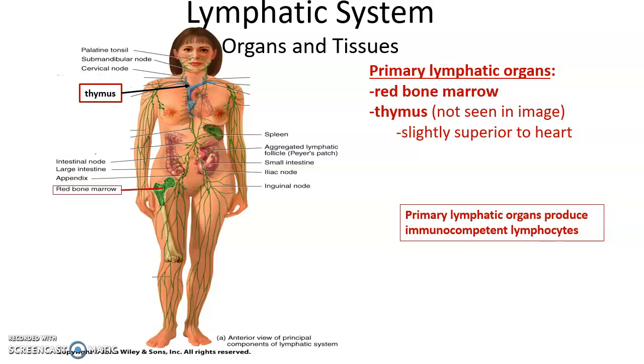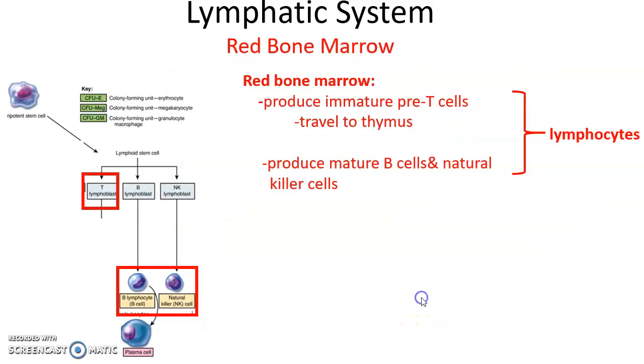So the two primary lymphatic organs are the red bone marrow, because it produces all blood cells, including the active immunocompetent B cells, and then the thymus. In the thymus, which is slightly superior to the heart, the immature T cells will arrive, and there they will mature into functional immunocompetent T cells.